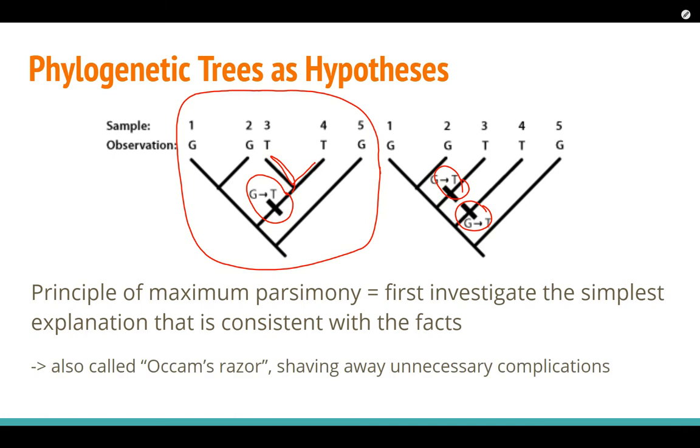Another name for this same principle is Occam's razor. You shave away any unnecessary complications and keep it as simple as possible. That is more likely to be the correct explanation for what actually happened. Questions about this?